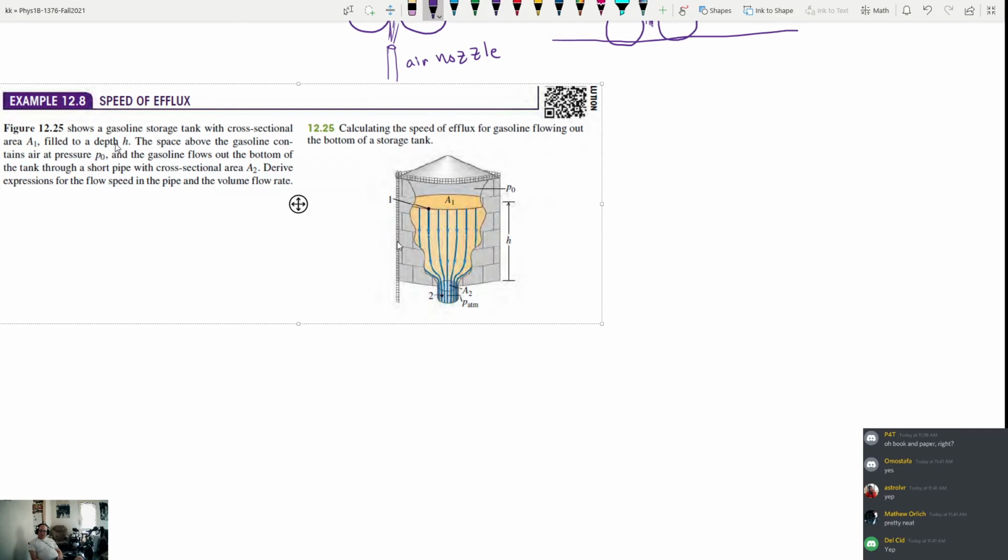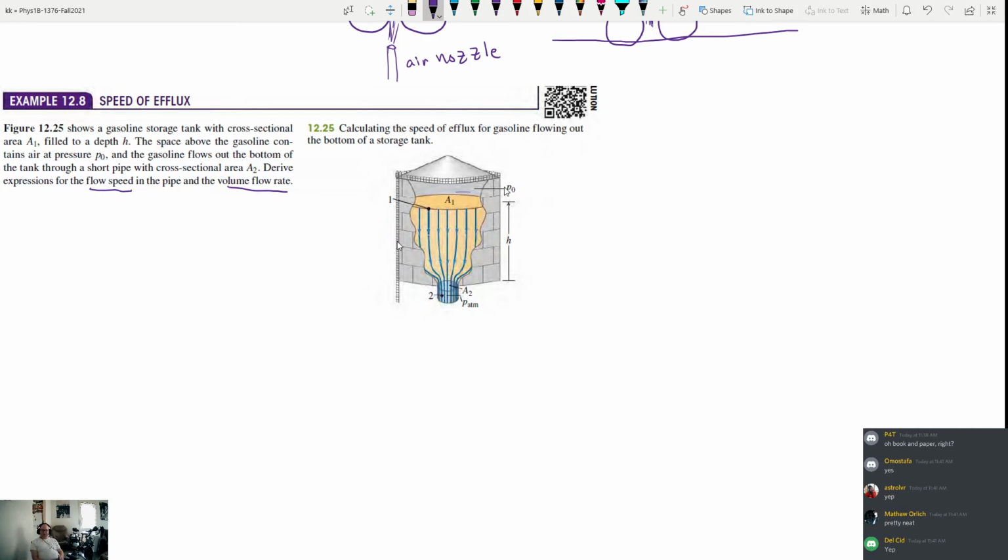Speed of efflux. The figure shows a gasoline storage tank with a cross-sectional area A1 filled to a depth H. The space above the gasoline contains pressure P0 up here. And the gasoline flows out of the bottom of the tank through a short pipe with a cross-sectional area A2. We want to derive expressions for the flow speed in the pipe and the volume flow rate. Those are the two things that we want to find. The flow speed and the volume flow rate.